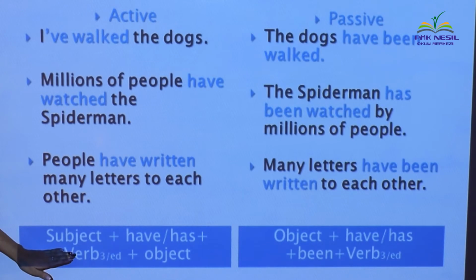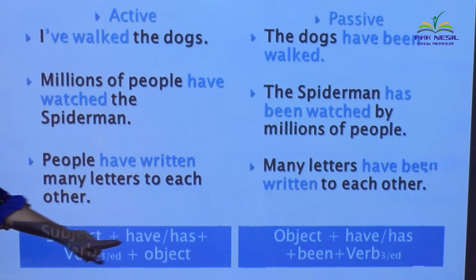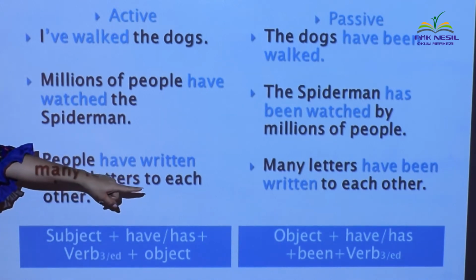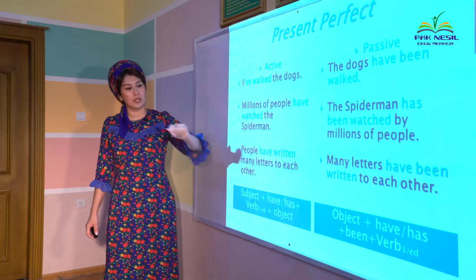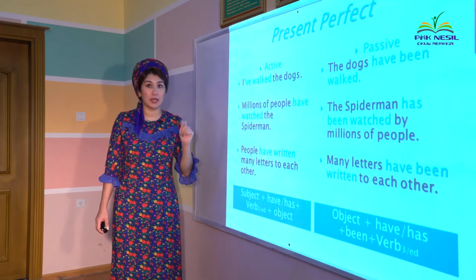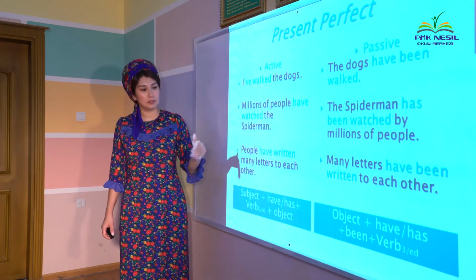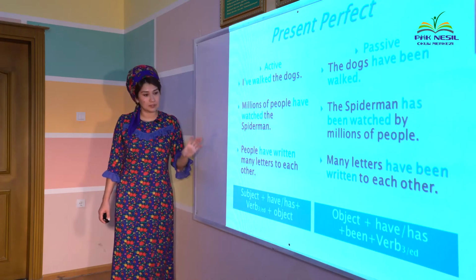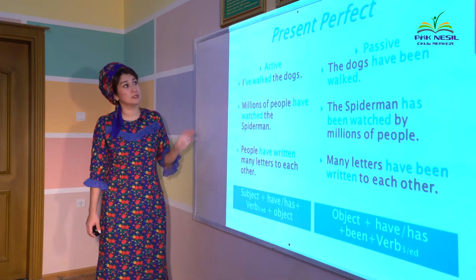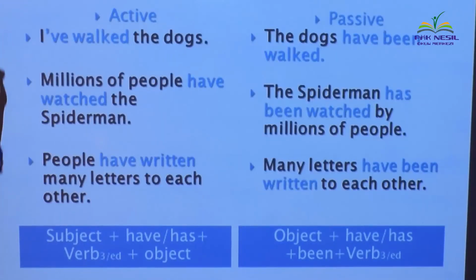So here we have subject, have or has. Then we have verb 3, yes, the past participle form of the main verb. And then we have object. In passive voice sentence, this object goes to the first place, as usually, yes. Then you have to use have or has, then been and verb 3. So that is the main structure for positive sentences in active and passive voices for present perfect tense, right?